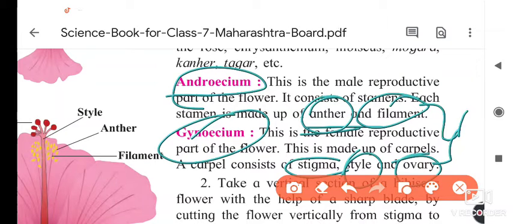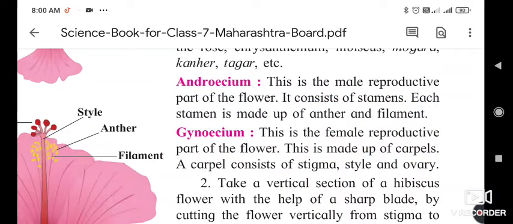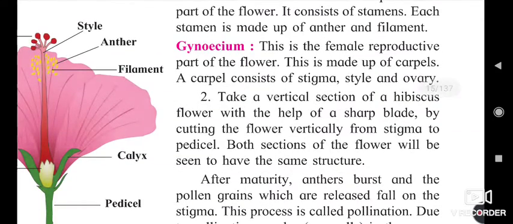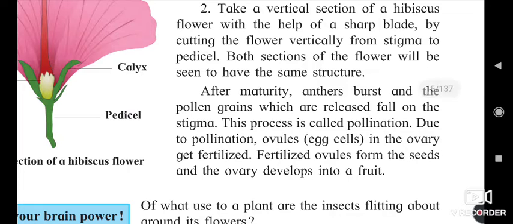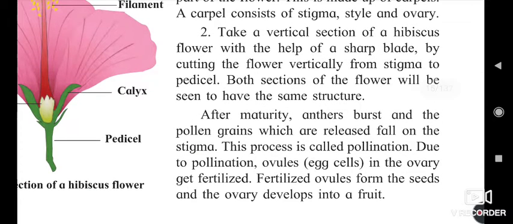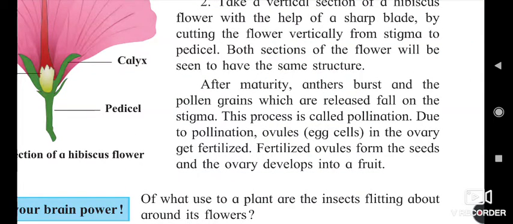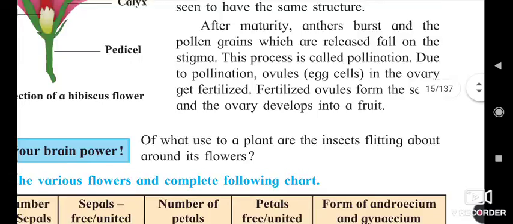These two parts, the anther and filament of the androecium, and the stigma, style, and ovary of the gynoecium, play a part in reproduction, through which the fruits are formed. This process happens after maturity. This process is called pollination. Due to pollination, ovules, egg cells in the ovary get fertilized, and this leads to seeds growing and fruits developing.